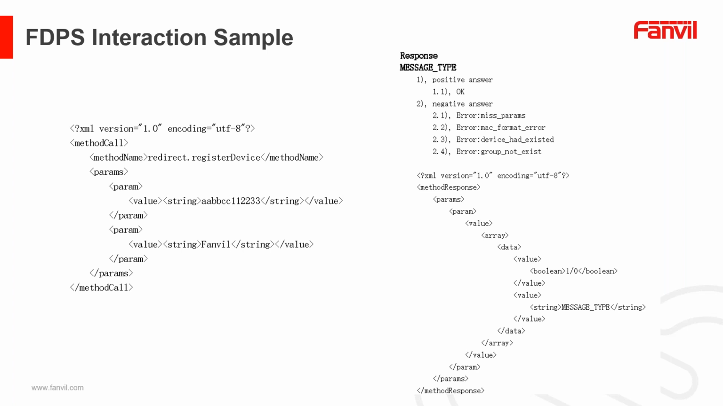This is the XML content to confirm the device with the message request, with the response result, okay or not, or some other error messages. So that is the simple RPC example for your reference.